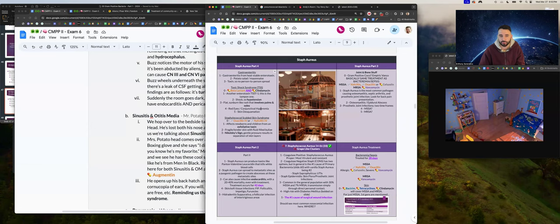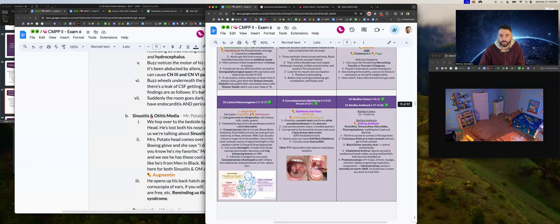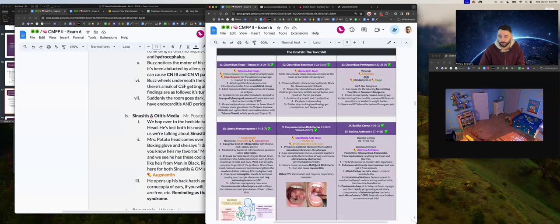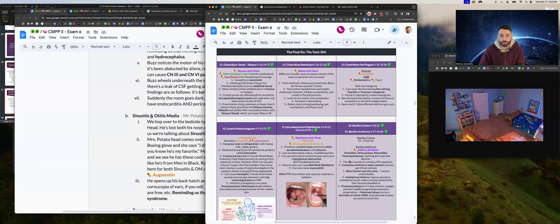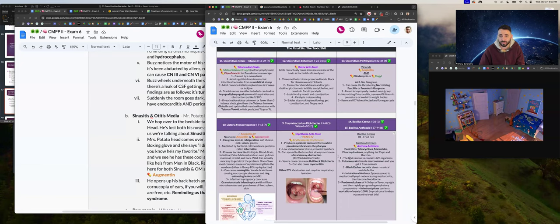I'm actually going to save that for last. And then these are actually very straightforward. So after I'm done all the strep, I'm going to go ahead and just knock out all the Clostridium and all this, because these are just groups of five. And then we should be fine.